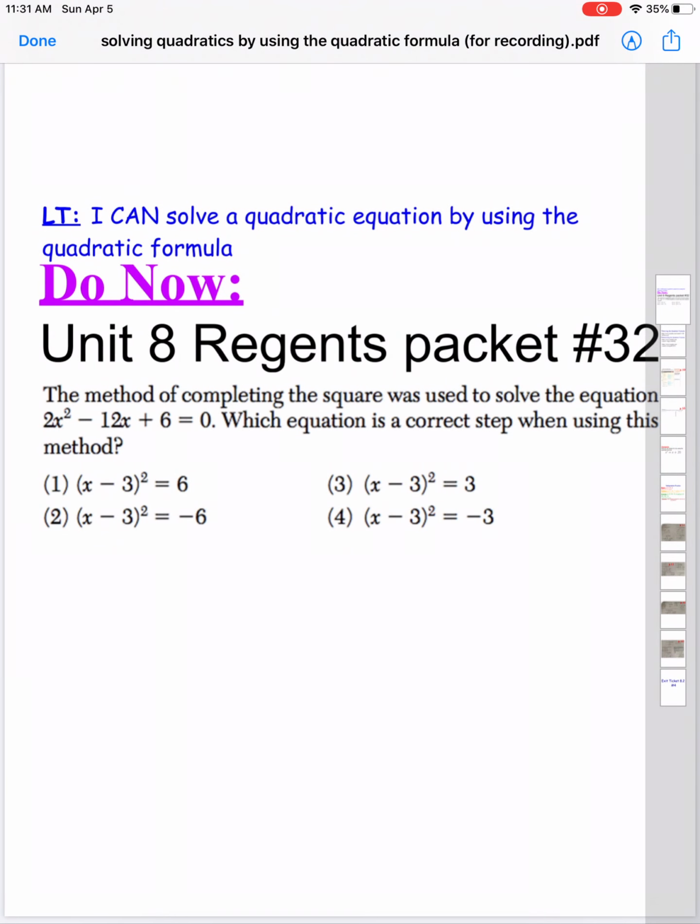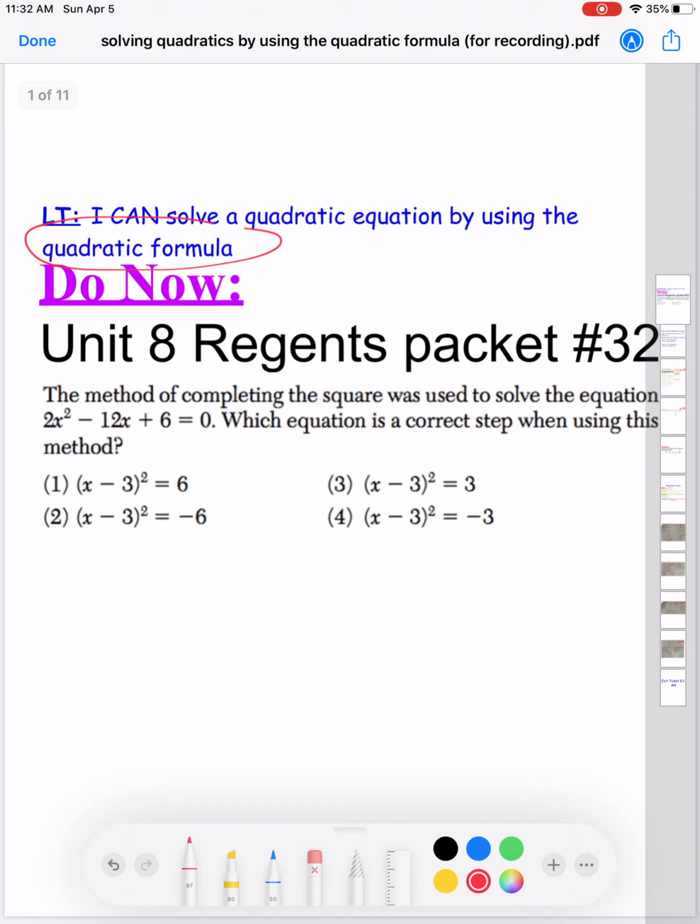All right, today we're going to get into our last method of solving quadratic equations, which is using the quadratic formula. At this point, we've done square roots, we've done two types of factoring, we've done completing the square, and now we're up to our last method, which is called the quadratic formula. So in this lesson, we're going to get into using what's called the quadratic formula.